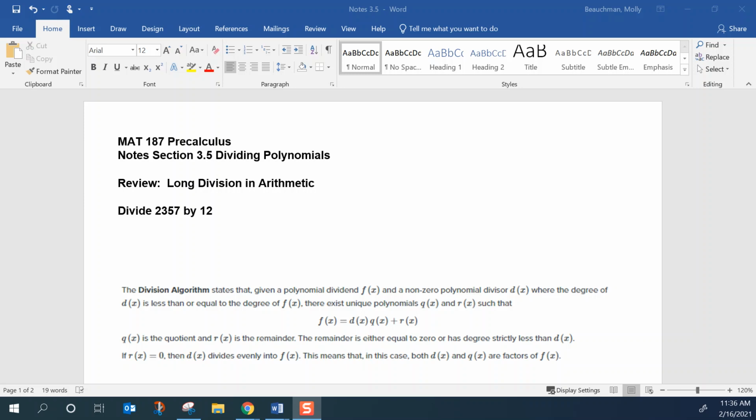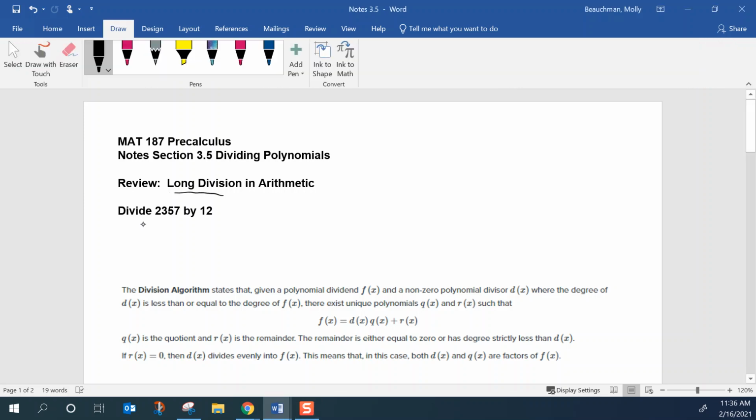In this video, we'll take a look at long division and then also a shortcut to long division with polynomials. So just a reminder, when you learned arithmetic, when you learned long division, you divided numbers, something like divide 2,357 by 12. So the division algorithm, you took the 2,357 divided by 12, and you take a look and you say, okay, 12 goes into 23 how many times?